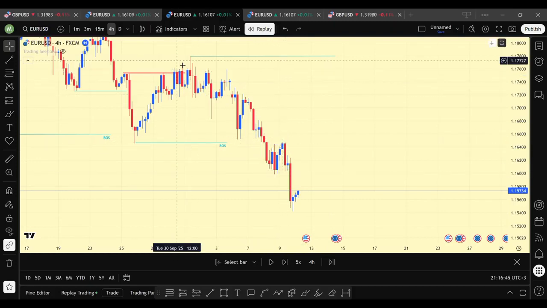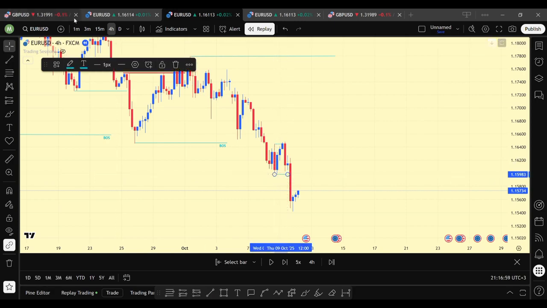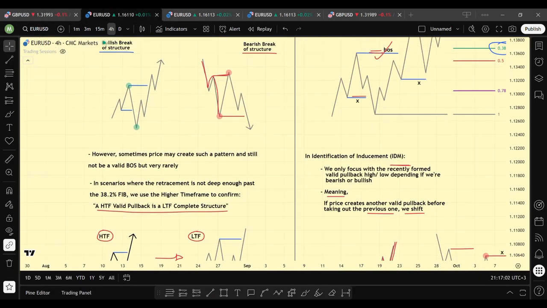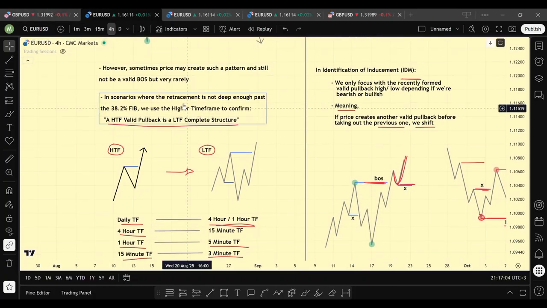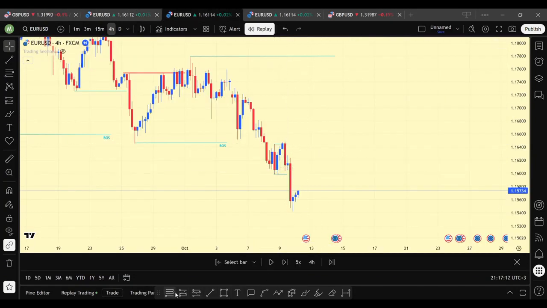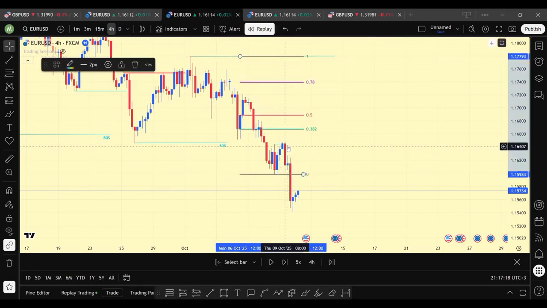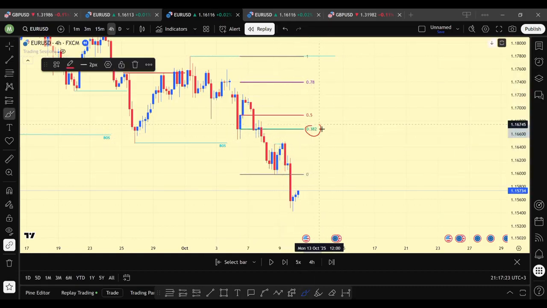So this brings me to, let me just leave this line here. How can we confirm if this is a valid break of structure? Coming again into the theory part, I said here, in scenarios where the retracement is not deep enough past the 38.2, you can clearly see this retracement is not deep enough. I can use the fib right here, dragging from our trading range high all the way to that low. You can clearly see that this retracement is very small, and you can see the 38.2 mark where it is.